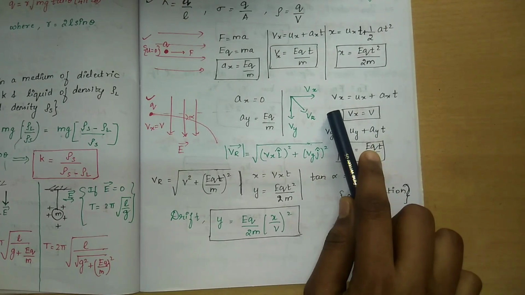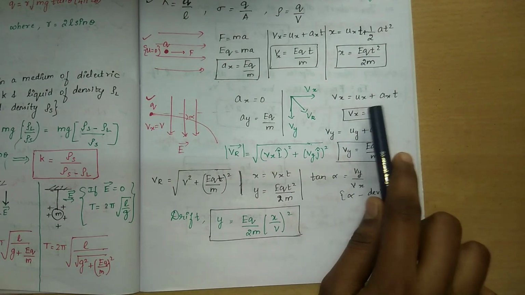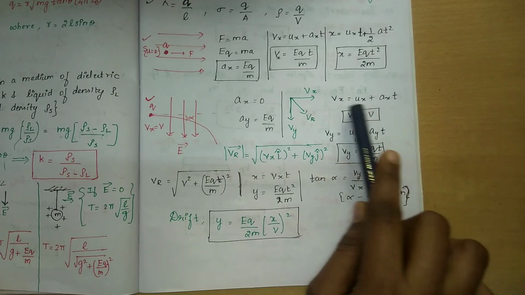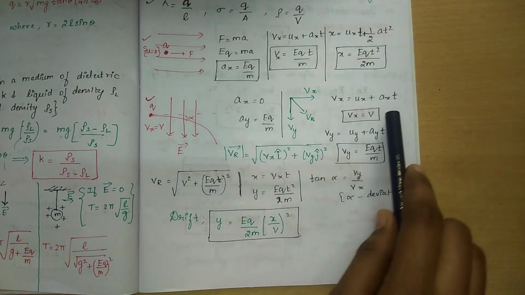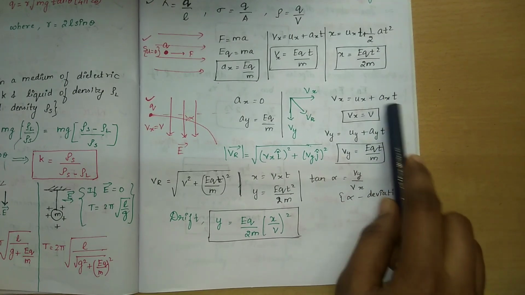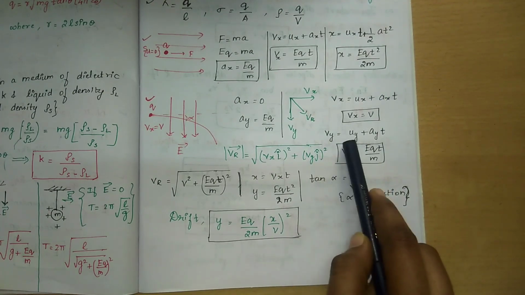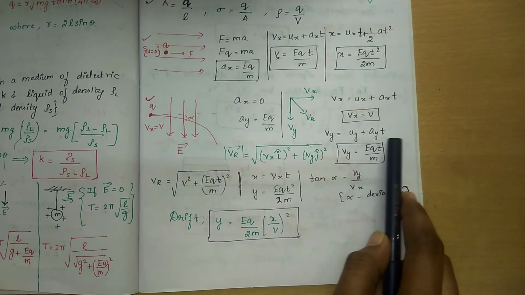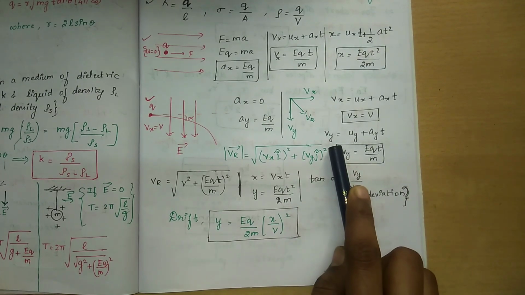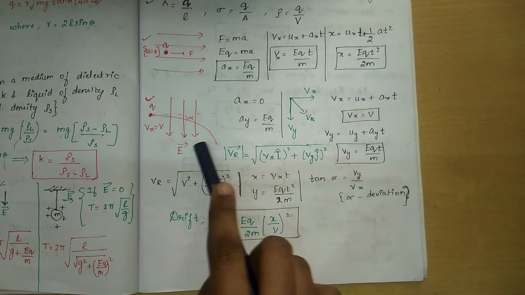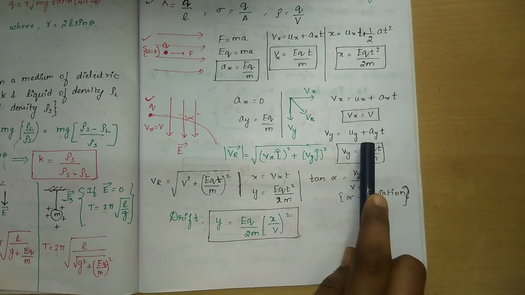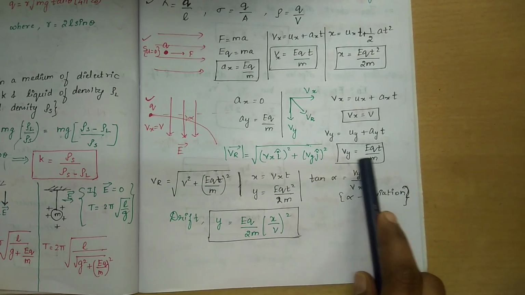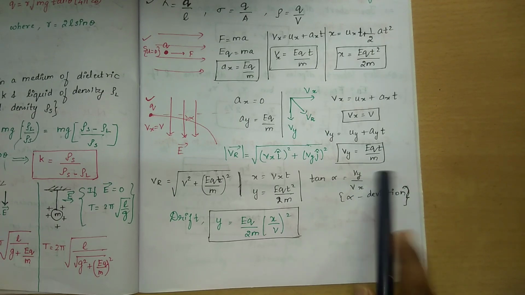Here velocity in the x direction is ux plus axt. Ux we always know is equal to v, as we are given here. Ax is 0, so the total term becomes 0. Then vy. Vy is uy plus ayt. Uy, the initial velocity here, is 0 along the y direction. We have only acceleration in the y direction, which is eq by m. So vy becomes eqt by m.